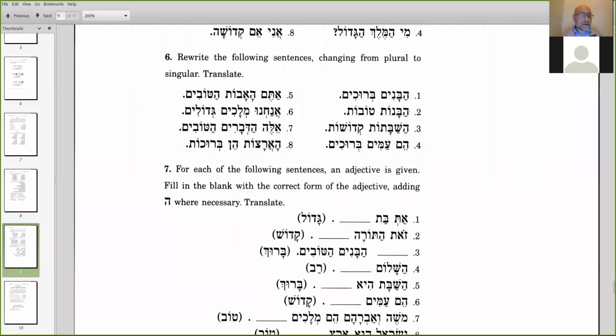Let's go back now and continue on. Number 6, rewrite the following sentences, changing from plural to singular. So all we're going to do is go back the other way. Okay? So we'll just do these as quickly as we can. So we have habanim baruchim. Okay, so in this case, the word banim is sons. So we need to make this singular. We need to make it say son. And baruchim, we need to make that say simply blessed in its singular masculine sense. So it's going to say haben baruch. Haben baruch. Simple enough.